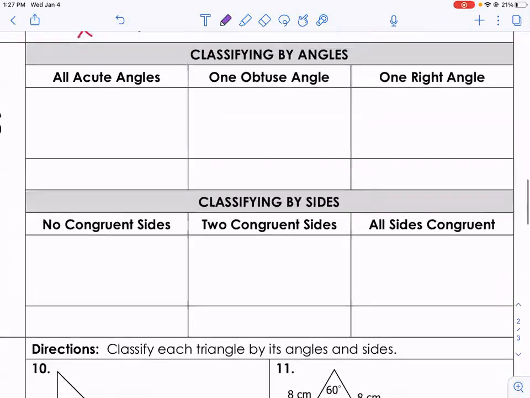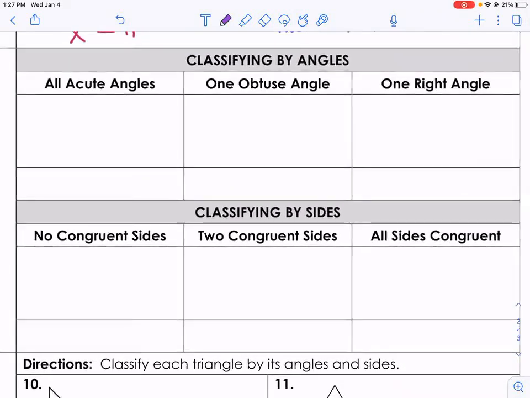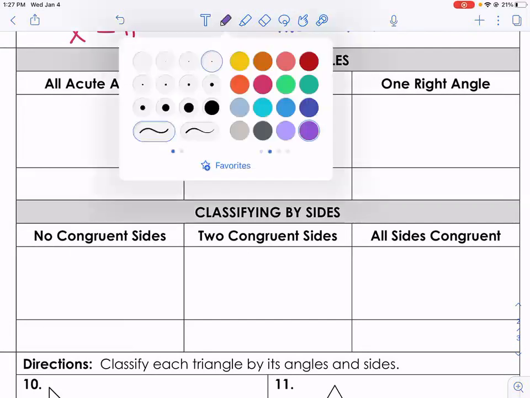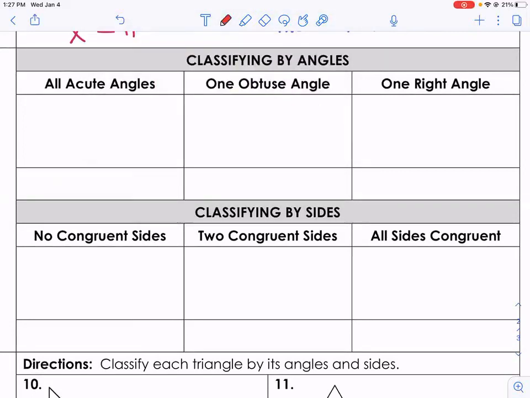All right, last thing. We're going to classify triangles based on their angles, and we're going to classify triangles based on their sides. Okay, we have some fun words here. If your triangle has 3 angles that are less than 90 degrees, acute is an angle. Oh, it's so cute. It's small. It's less than 90 degrees. So if all 3 angles are acute, then we have an acute triangle.